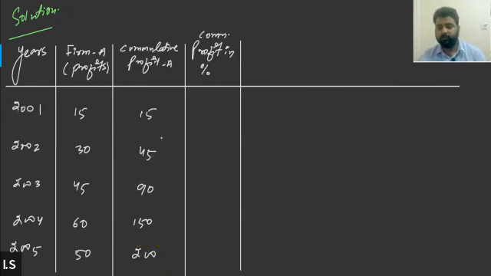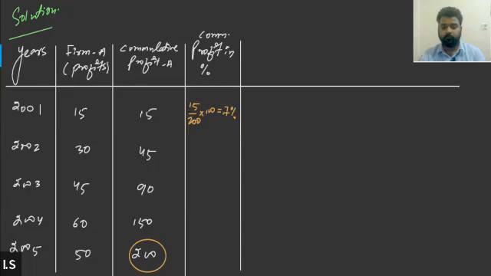You will be considering 200 as the base, and on the basis of this you will be calculating the percentage. So 15 by 200 into 100. Okay, so this will be the profit of the firm A. So it will be 7%. Got it? Is this clear to you?